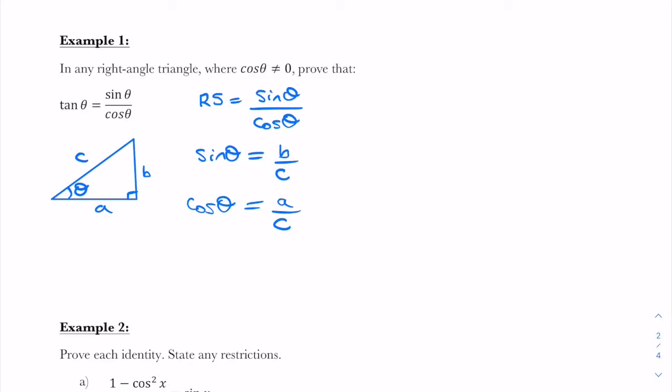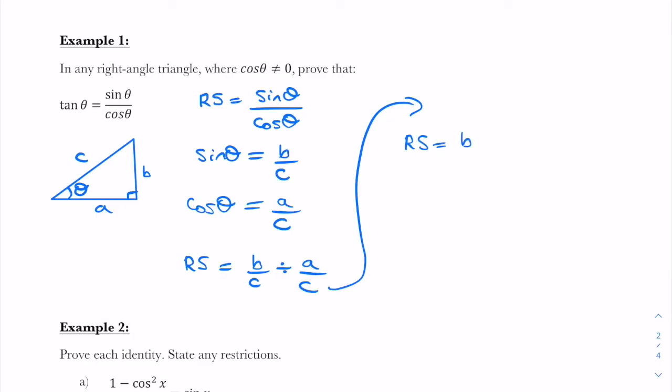Let's substitute those into the expression above and see what it simplifies to. So therefore, the right-hand side is equivalent to sine theta, which is B over C, divided by cosine theta, which is A over C. We've definitely simplified something like this before. What you can do is, instead of dividing by the fraction, you're able to multiply by the reciprocal, which we'll do. So that's B over C multiplied by C over A. Notice now that the C's cancel out, leaving you with B over A.